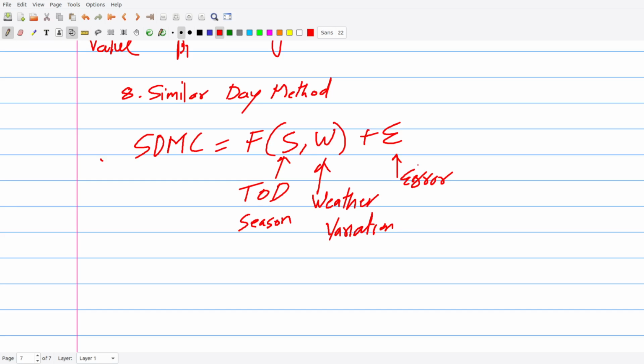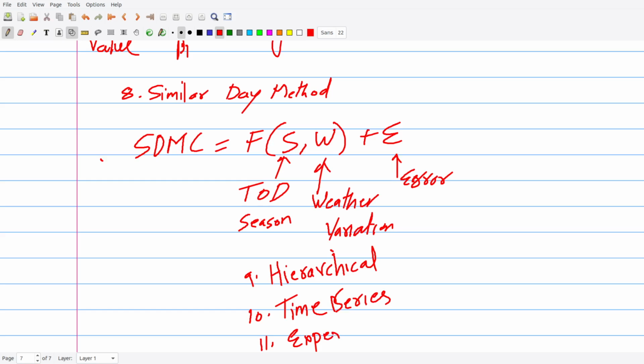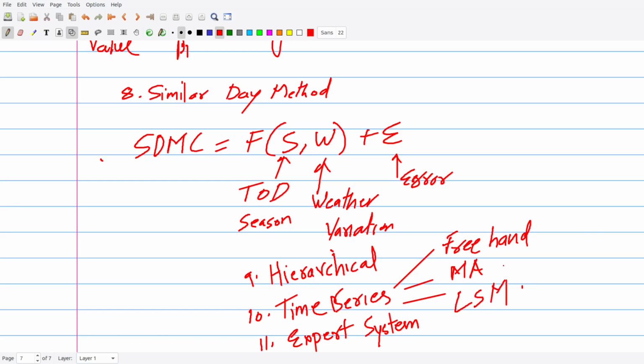So I think the ninth method is hierarchical, the 10th method is time series, and the 11th is expert system. In time series you have three: first is freehand, then moving average, and least square method. All these three. In the time series we have simple moving average and weighted moving average.